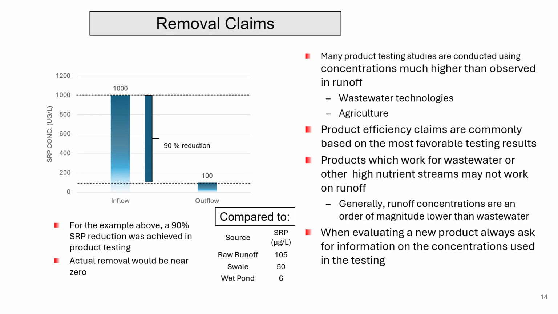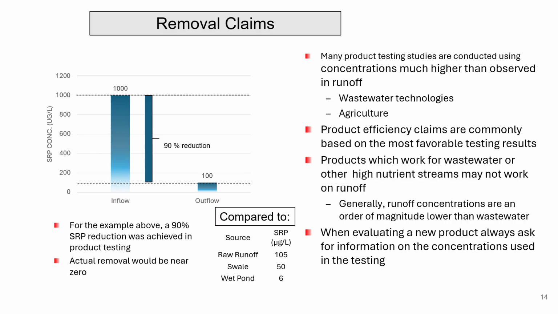When we examine product removal claims, such as a 90% reduction, it's crucial to understand the conditions under which these studies were conducted. Many product testing studies are actually performed using concentrations much higher than what we typically observe in real-world runoff. This means that product efficiency claims are often based on the most favorable testing results, which may not accurately reflect how the product performs in actual conditions.